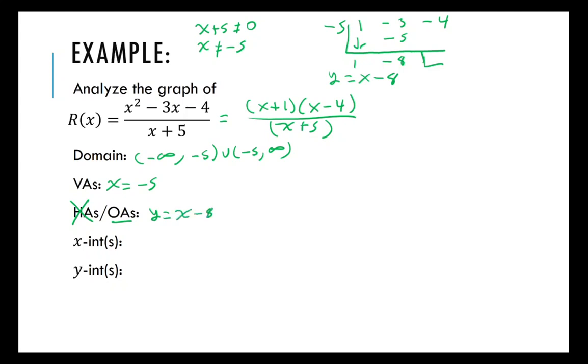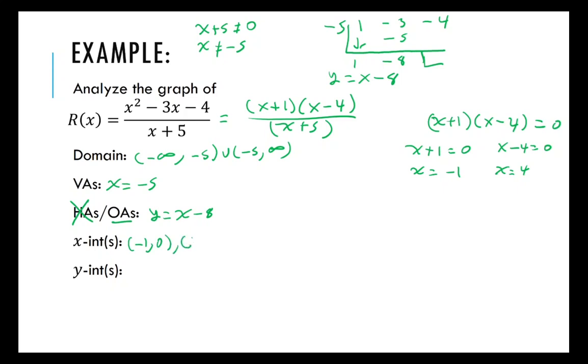Then to find the x-intercepts, I set the numerator equal to 0. So that is x plus 1 times x minus 4 is equal to 0. Zero product property, x plus 1 is equal to 0. X minus 4 is equal to 0. Then I get that x is equal to negative 1 and x is equal to positive 4. And so my x-intercepts are the ordered pairs, negative 1, 0 and 4, 0.